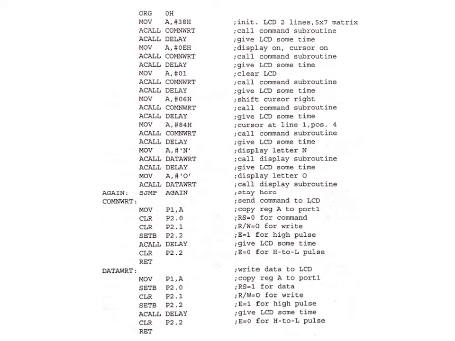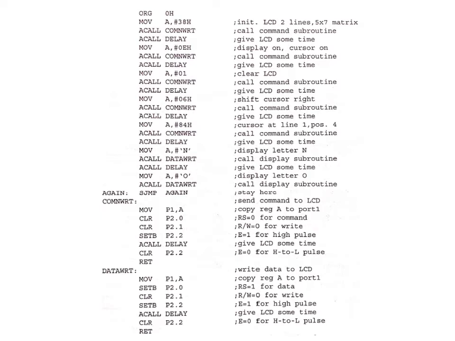If you analyze this program, the first instruction is ORG 0000H and the next instruction is MOV A, #38H. In the previous table, 38H is mainly used for the initialization process: LCD 2 lines, 5 cross 7 matrix. For this particular initialization, we use the command 38H. Then we need to send this command to the LCD. For that, the next instruction is ACALL COMNWRT, that is command write.